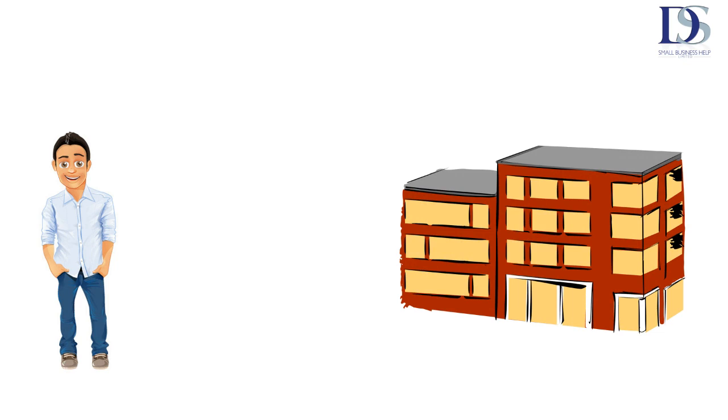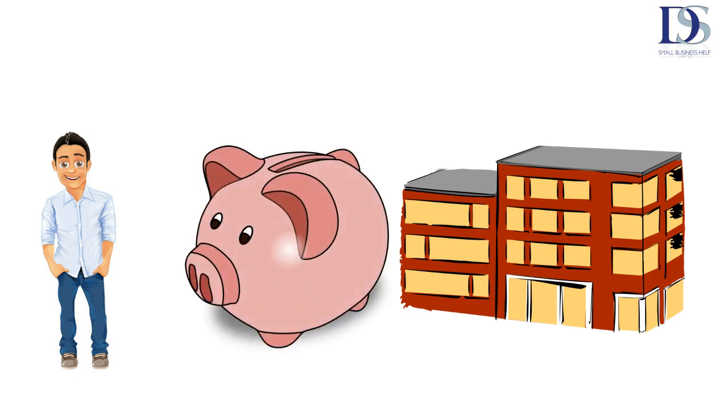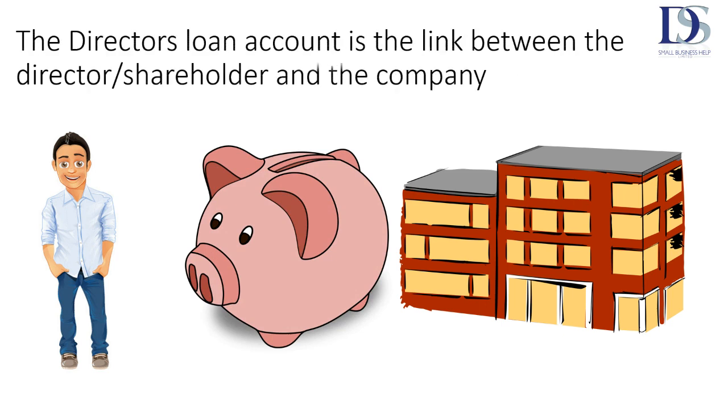Because our director shareholder is one person and the company is another person, we have to find a way of getting money out of the company and into the hands of the director shareholder in the most tax efficient manner without breaking company law or tax law. To do this, we create the director's loan account. It's a bit like a piggy bank where the money goes in and out. So this forms a link between the director shareholder and the company.